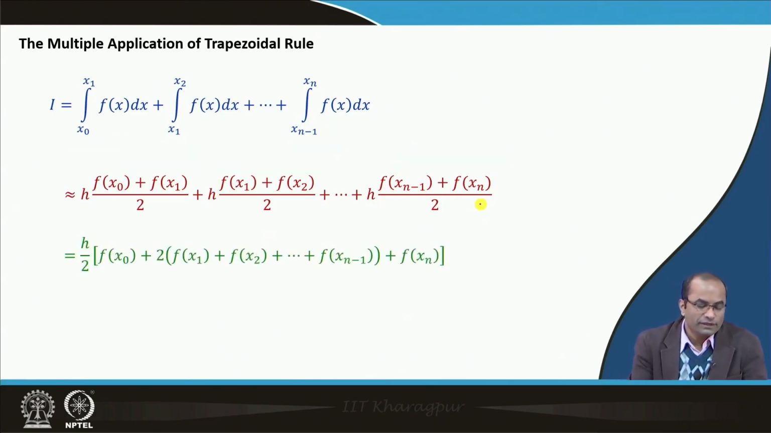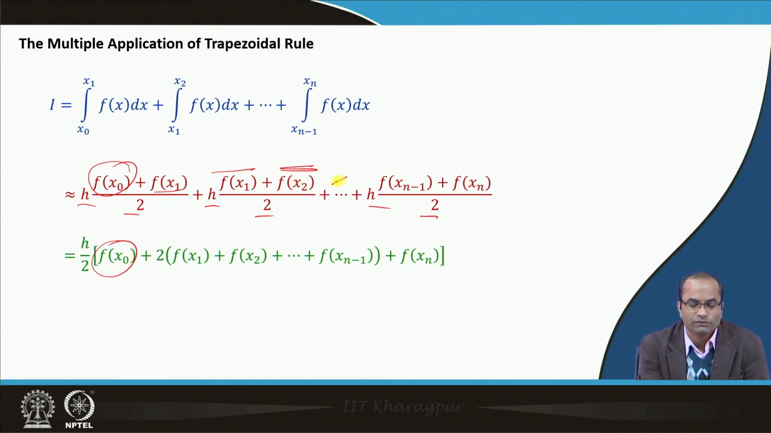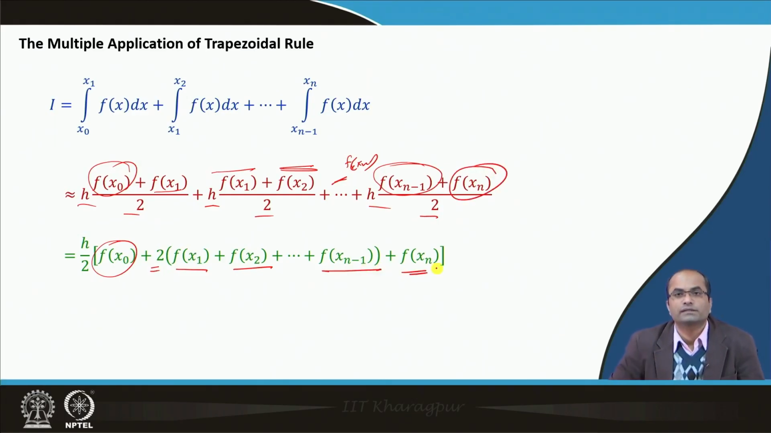So, having this, now we can combine. h by 2 we can take common from each of these terms, and then we have f x naught, which is written there, f x1, here also we have f x1. So, that will be 2 times f x1; here again we have f x2, there will be another term f x2, and similarly here also we will get f x n minus 1, and there will be a term before it also of f x n minus 1. So, this is 2 times f x1, f x2, f x n minus 1, and plus the last term f x n.